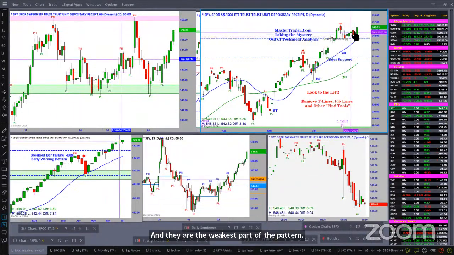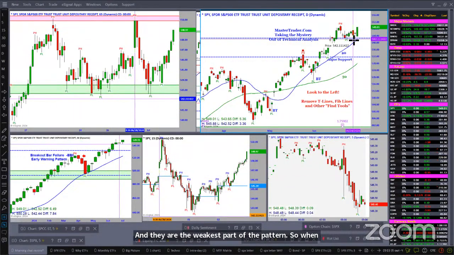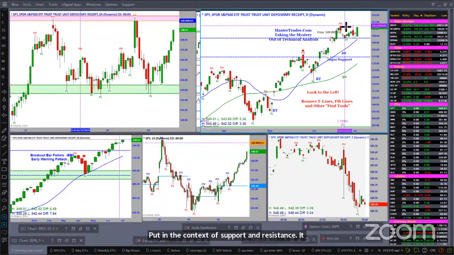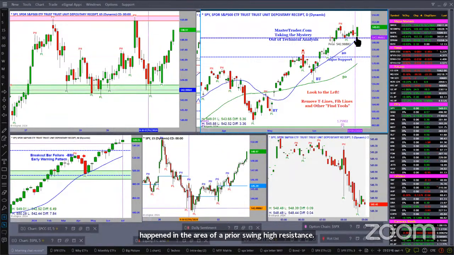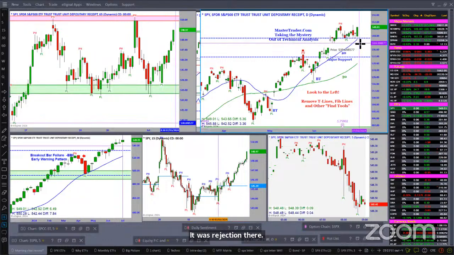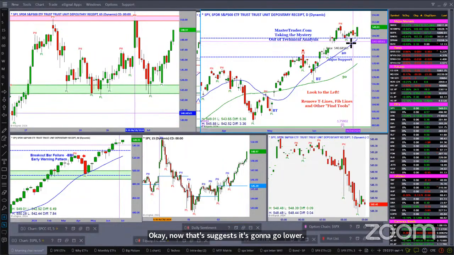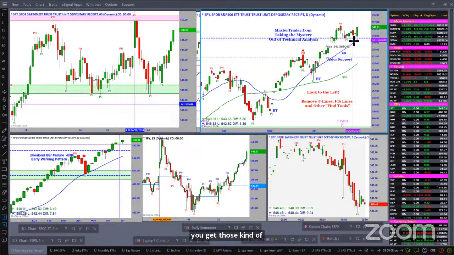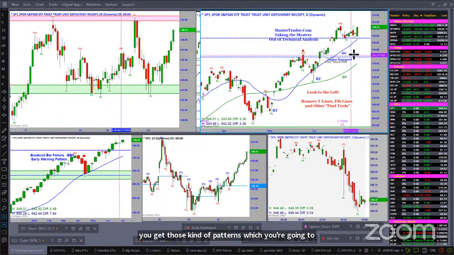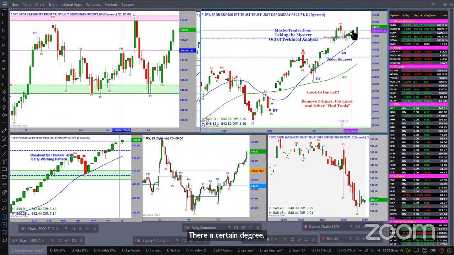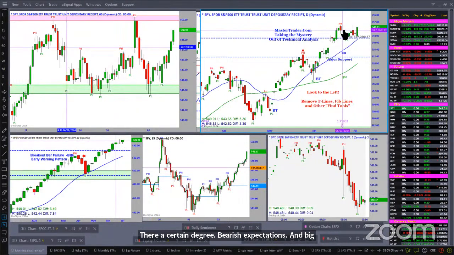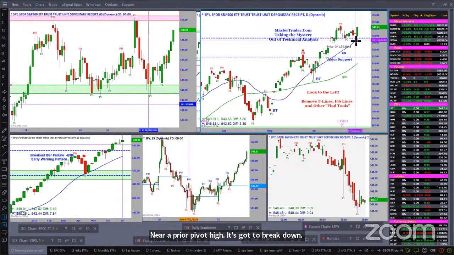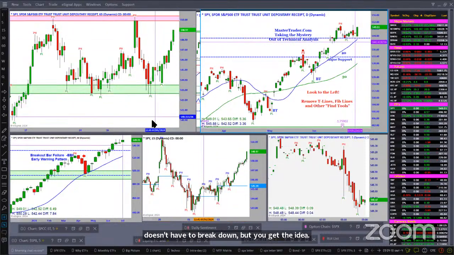So when you get this kind of power candlestick, it's like, okay, put in the context of support and resistance. It happened in the area of a prior swing high resistance. It was rejection there. Okay, now that suggests it's going to go lower. Okay, let it trigger to go lower. That never happened. And so when you get those kind of patterns, which bring in, to a certain degree, bearish expectations, right? Big wide candlestick pattern there with a topping tail on it, near a prior pivot high, it's got to break down. Well, it doesn't have to break down, but you get the idea. So then when it begins to reverse, this is the idea of the void.